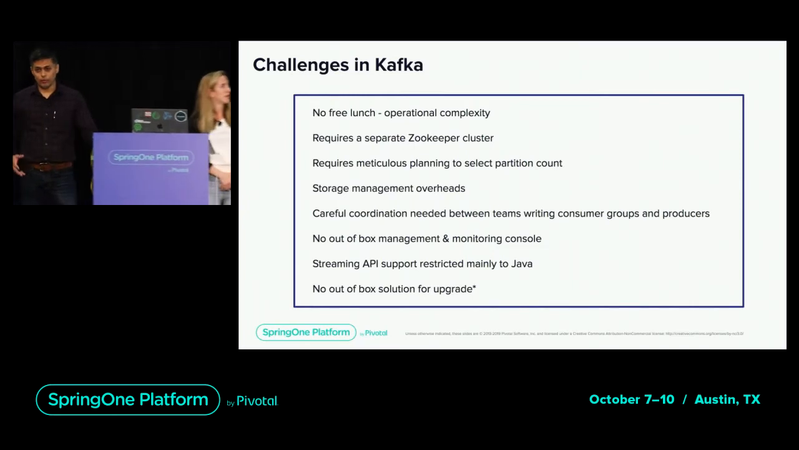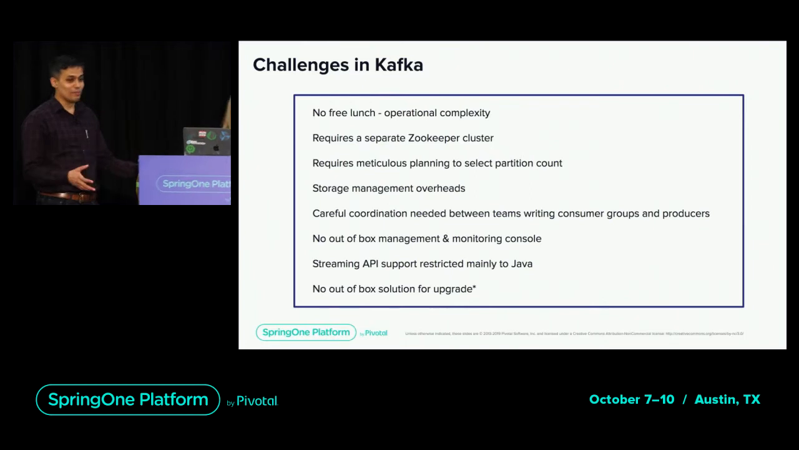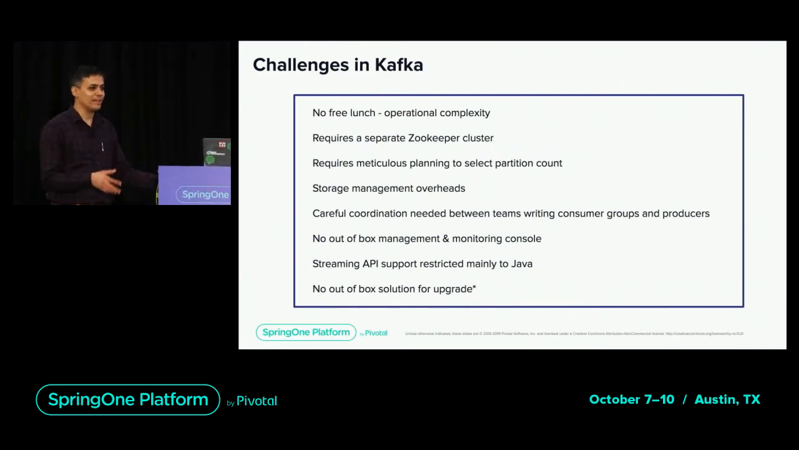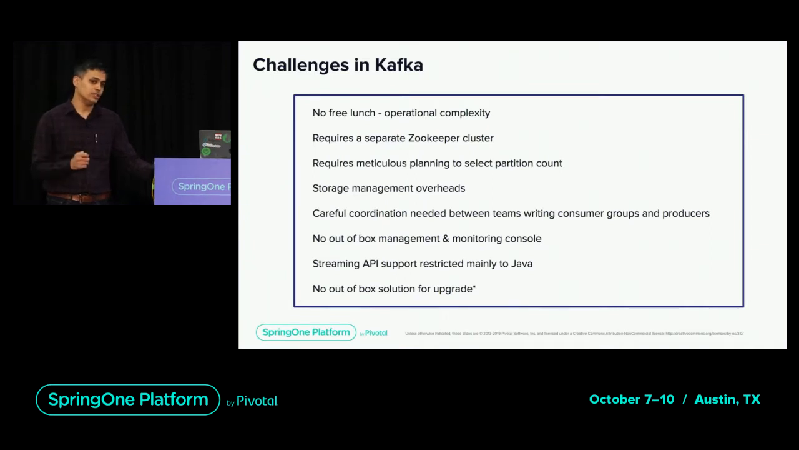Kafka is extremely powerful, extremely scalable, but there is no free lunch, right? There is operational complexity. Anyone who has operated Kafka in production at scale will know how complex it can be, right? So number one thing, it requires a separate consensus mechanism in the form of Zookeeper. So you have to have a Zookeeper and manage that Zookeeper cluster. Secondly, you have to do very, very meticulous planning of selecting the partition count for your topics. And we'll take a look at some extreme examples of how things can get out of control with respect to selecting partition counts.